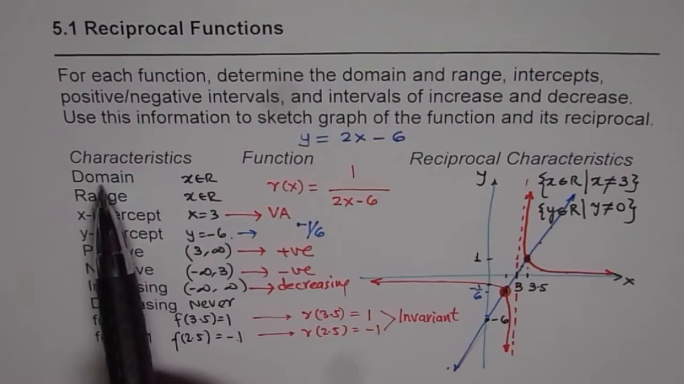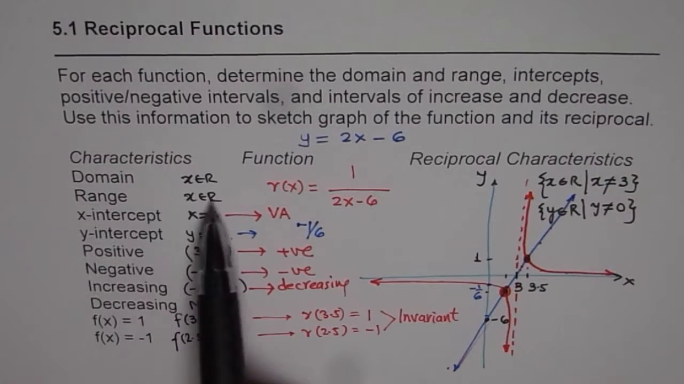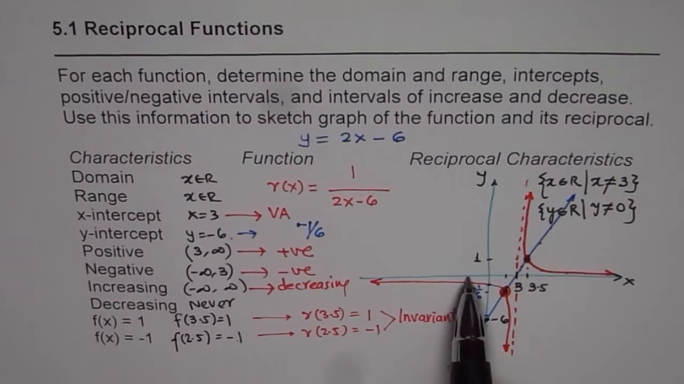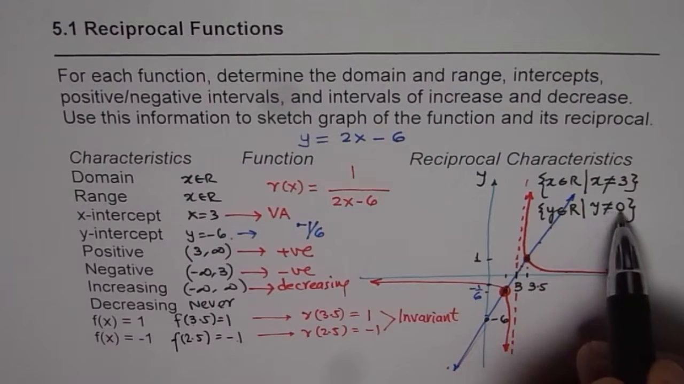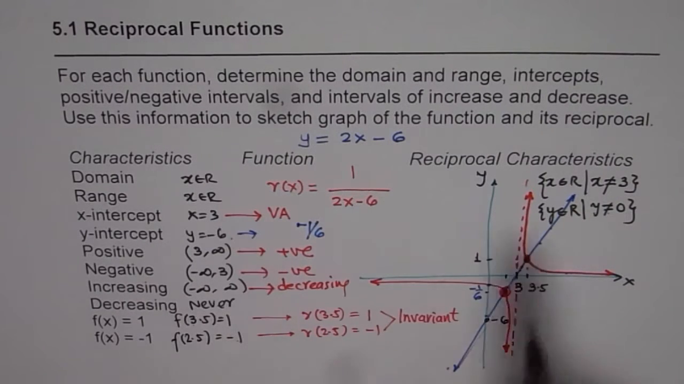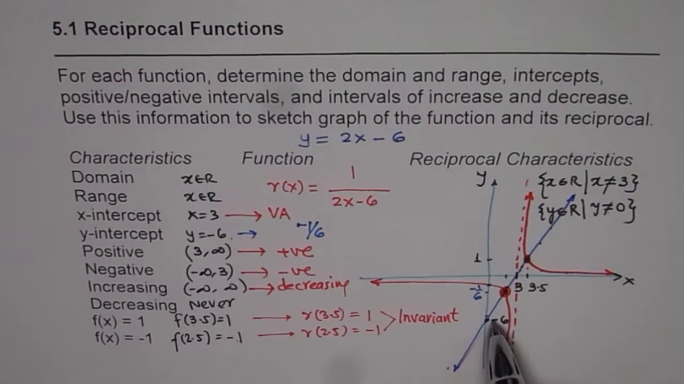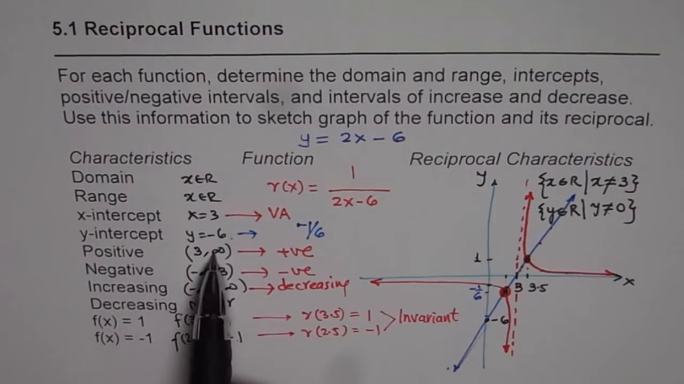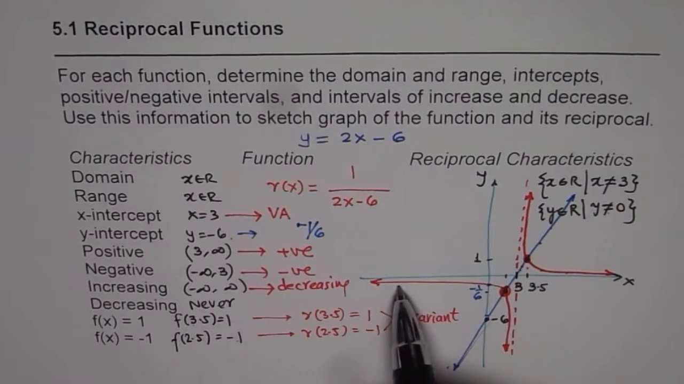So the domain in the reciprocal gets restricted. The x-intercepts are not in the domain of the reciprocal function. The range is also restricted, since the reciprocal function approaches 0 but is never there. So y is not equal to 0, but all other values are allowed. X-intercepts of the function translate into vertical asymptotes. Y-intercepts translate to the reciprocal of the y-intercept. Wherever the function is positive, the reciprocal is positive. If the function is negative, for example in this interval, the reciprocal is negative in that interval.